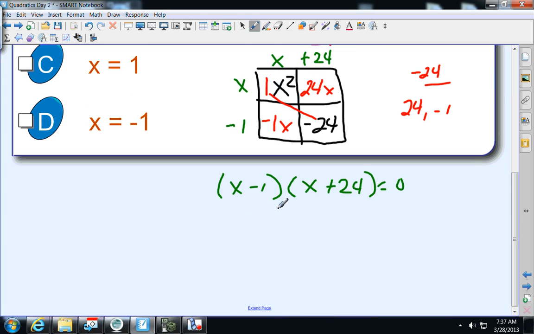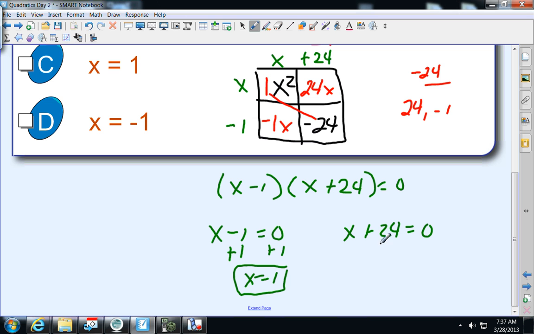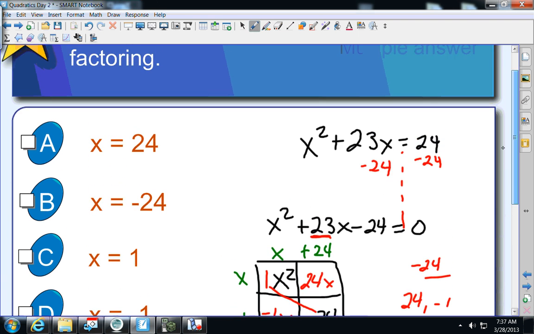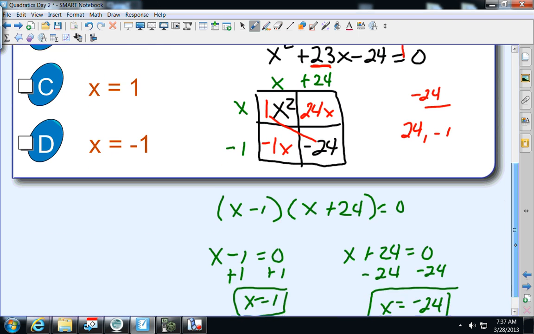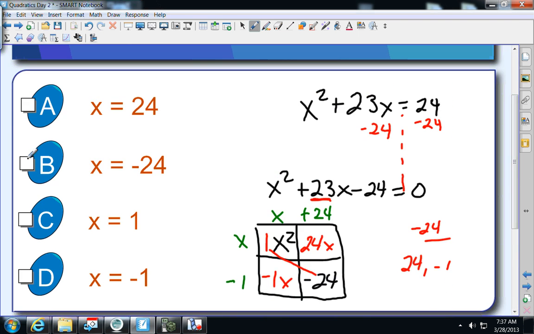To solve it by hand, we're going to take x minus 1 and set it equal to 0. x plus 24, set it equal to 0. Add 1 to each side. x equals 1. x equals negative 24. Those are your two solutions. Out of those two up here, well, actually it has both of them, doesn't it? Negative 24 and positive 1.